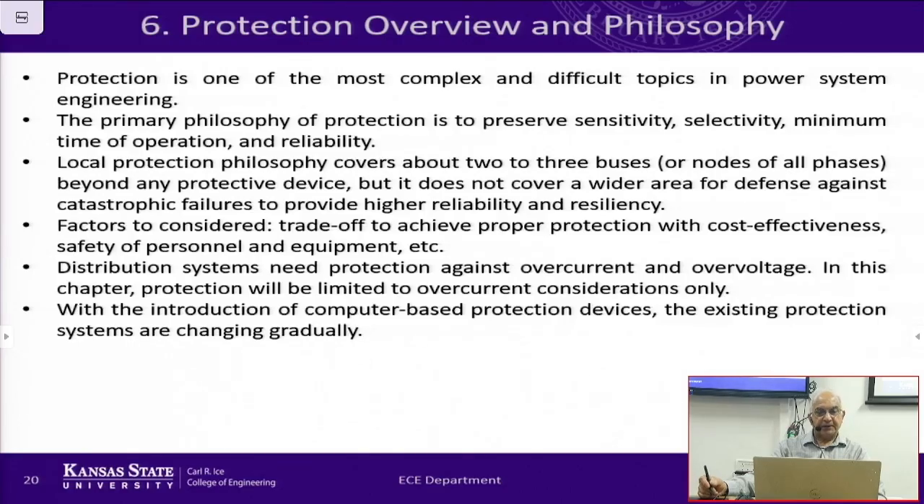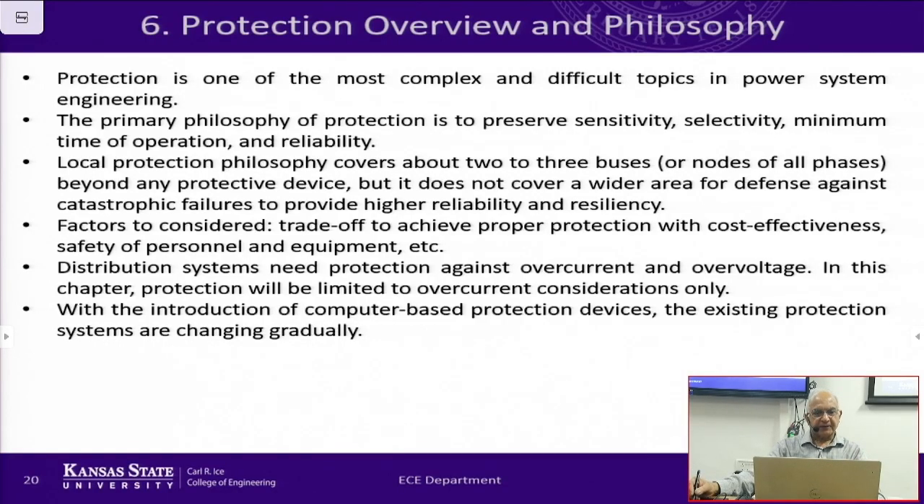So typically, local protection covers about 2 to 3 buses. It's very difficult to provide protection which will cover everything. So usually protection is designed to cover a small part of the system. For large failures of the system and those kinds of things, there are different approaches for taking care of that. The protection typically is limited to a small area.